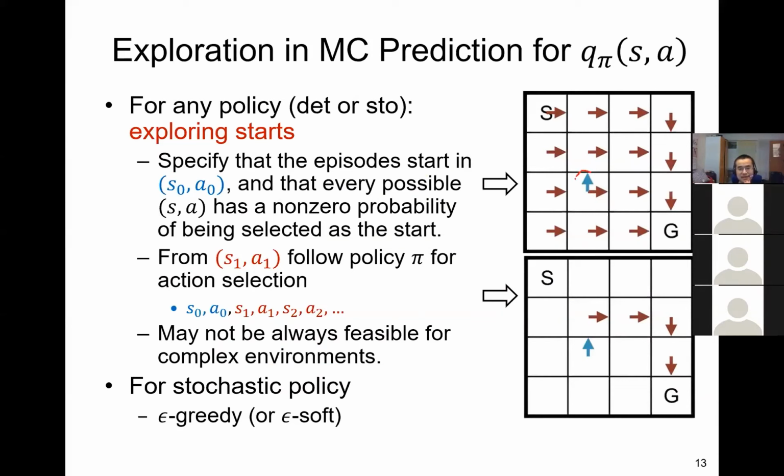So you take the first step, the blue step. Then afterwards, you follow the current policy, the red arrows. So by placing the initial starting point of every episode randomly on the grid, you can do exploration, even with a deterministic policy. So this is the actual execution of this episode.